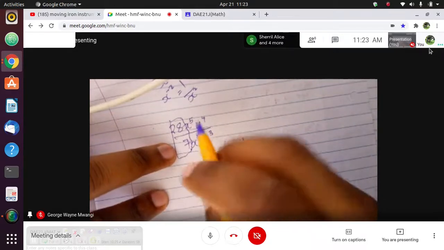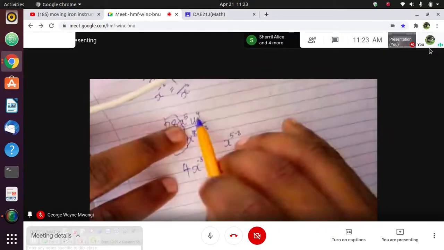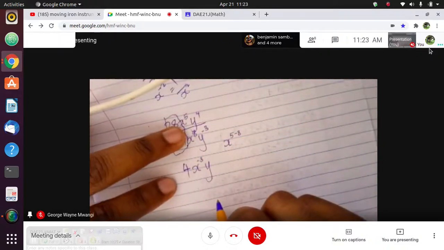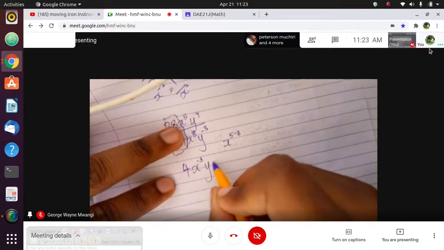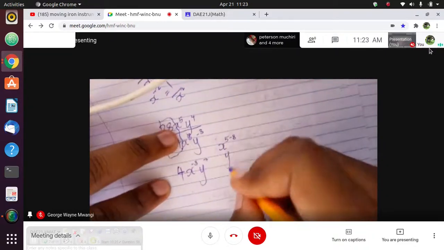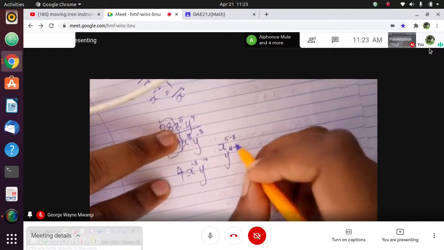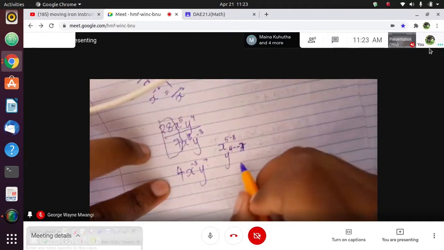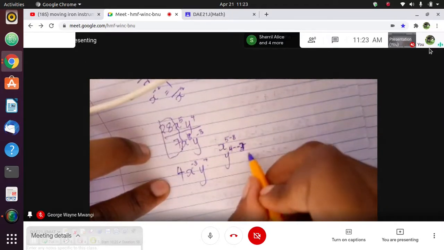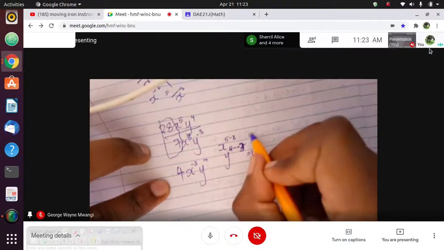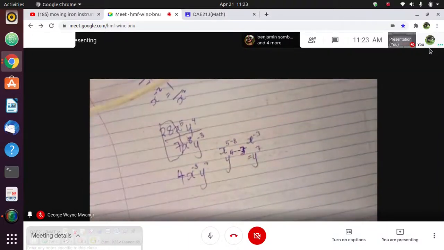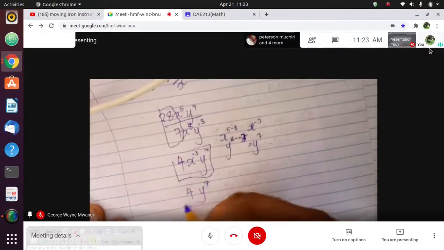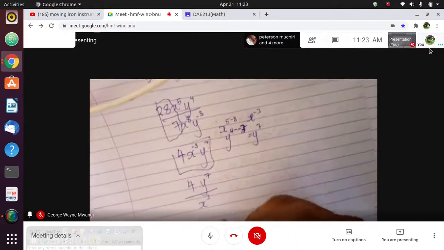Minus 3. Now variable y raised to power 4 divided by y raised to power negative 3 itakuwa ngapi? Y raised to 7. Why? We've taken y raised to power 4 minus, minus 3. So minus changes to positive, and you are left with y raised to power 7 and x raised to power negative 3. Now this is your answer. You can write this answer as 4 y raised to power 7 over x cubed.